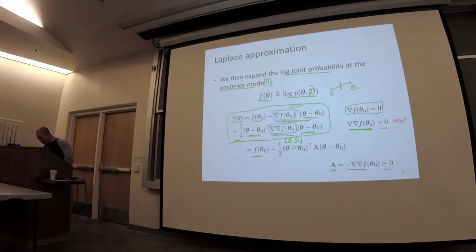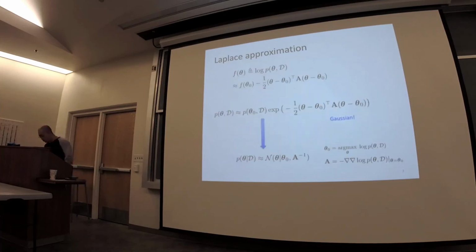And the second order term is minus half this quadratic term, right? A, remember, A is minus Hessian, so I put a minus in front of it. So minus will be positive. So here it is, a nice looking form. Remember our original definition, f(theta) is the logarithm of the joint probability.